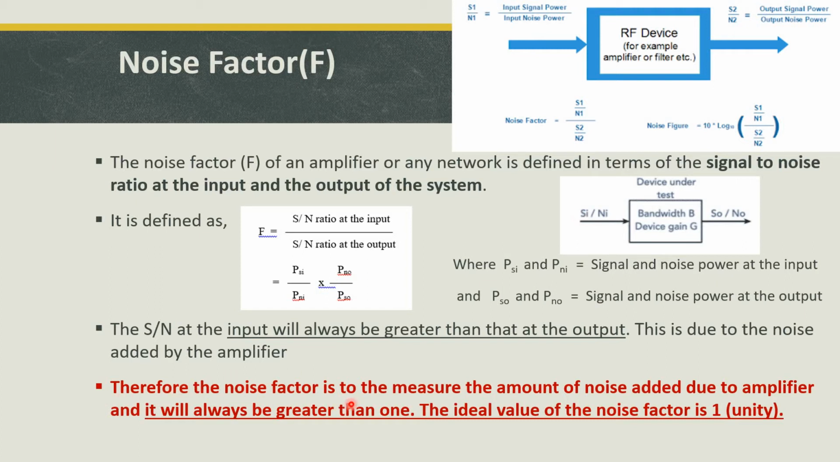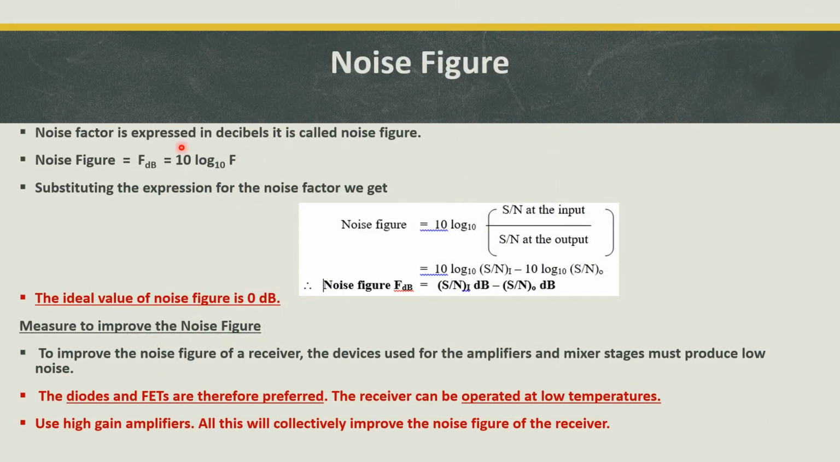Therefore the noise factor measures the amount of noise added due to the amplifier. It will always be greater than 1. The ideal value of the noise factor is 1. If both the values are the same, you will get 1. That means the noise added is almost 0. So by using noise factor, we are able to calculate the noise added because of the amplifier. The noise factor expressed in decibels, dB, is called noise figure.